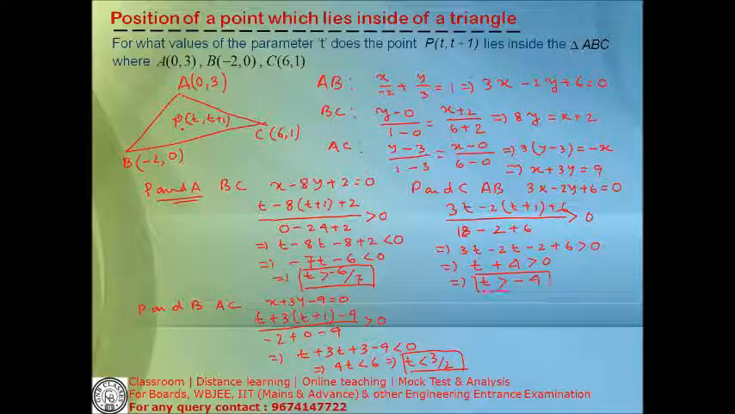So all we have to do is combine these three to get the common region to find the range of t. As we can see, t is more than minus 4, here t is more than minus 6 by 7 and t is less than 3 by 2. If you combine these three, we are going to get that t is more than minus 6 by 7 and it is less than 3 by 2. That will be your final answer.